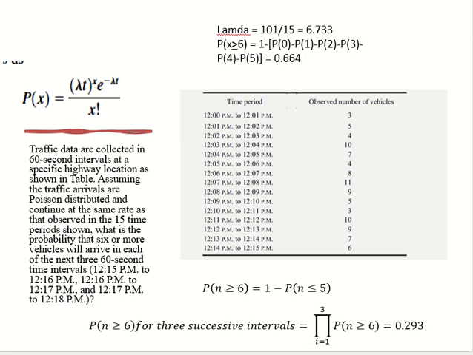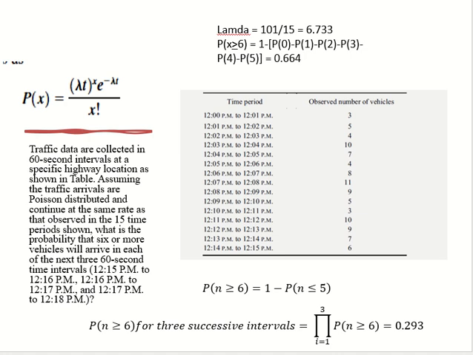Did you get this? Any problems? So the probability of having 6 or more cars in any minute is 66%. For this to happen 3 consecutive times, it is only 29%. We multiply. Clear?